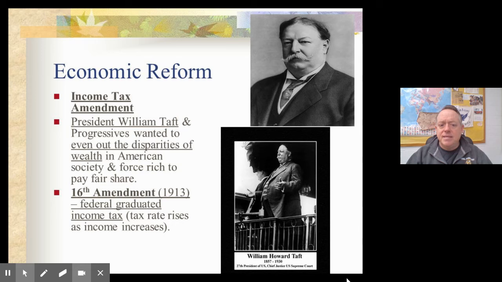So he passes the 16th Amendment, and this is a graduated income tax, which meant you paid a certain amount depending on how much you made. All right, which is still the system that we still have today. Okay, this was mainly aimed at this time at producing more equality between the very, very rich and everybody else.